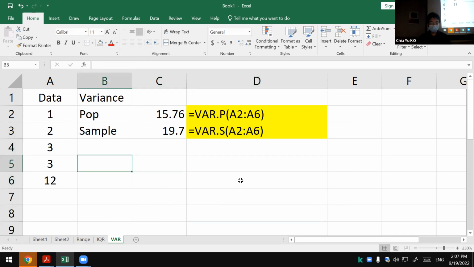So immediately you can see we can do SD, standard deviation. We also have the population version and the sample version.